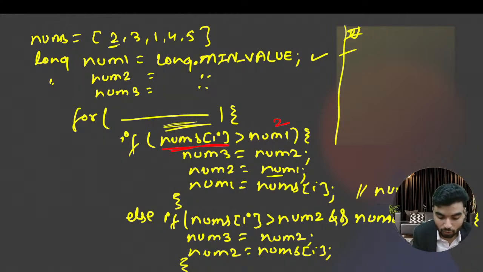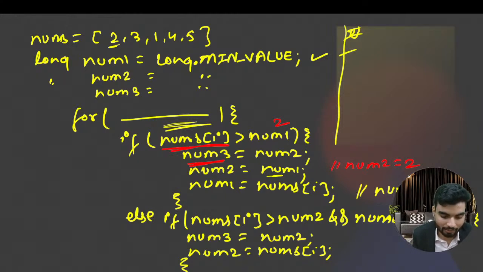So now the value of num3 again will be the previous value of num2, which was the long minimum value. Again num2 will be updated by num1. So now num2 will become what? Tell me. 2. And num1 will become 3. Yes or no? Correct.